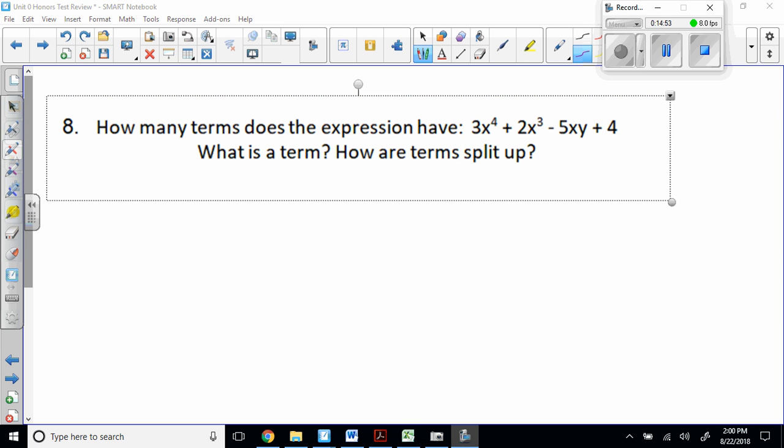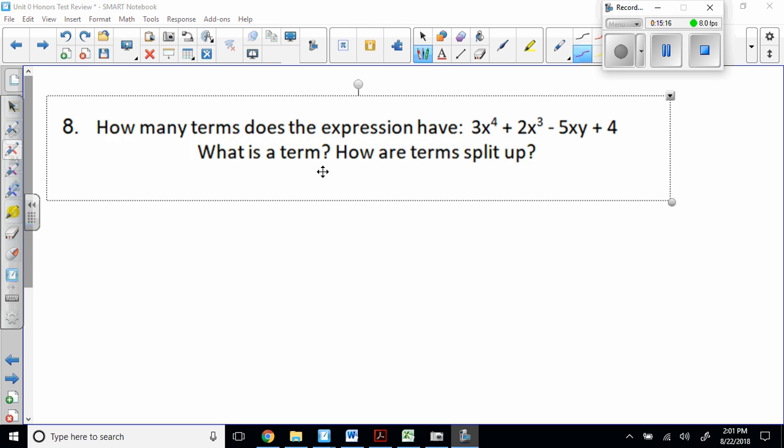Okay, how many terms does the expression have? Good. Terms are basically monomials that are separated by addition or what? That's exactly right. So it has 4 terms. So what is a term? I just told you. It's like a monomial, right?